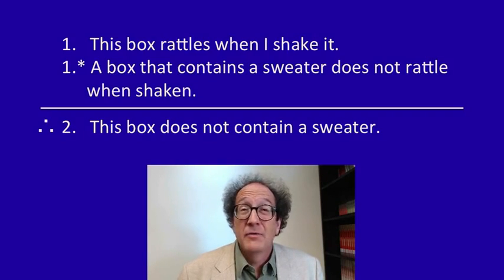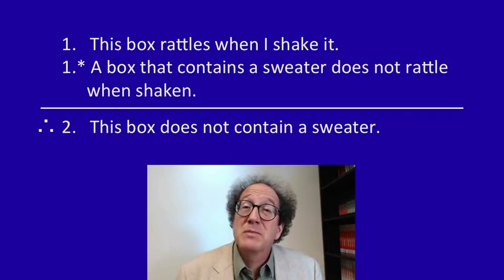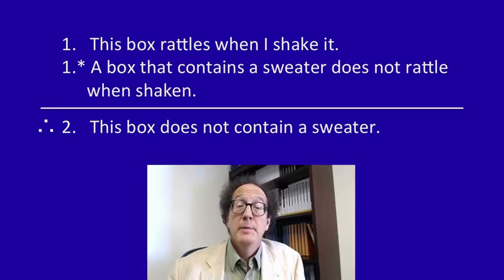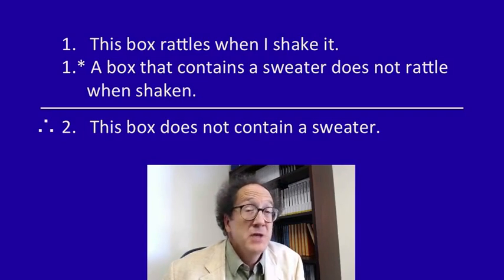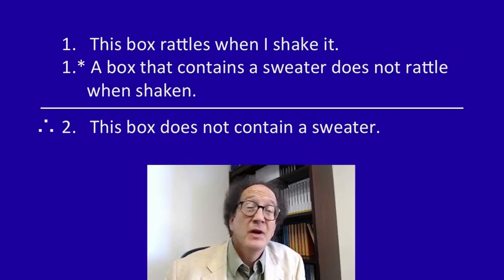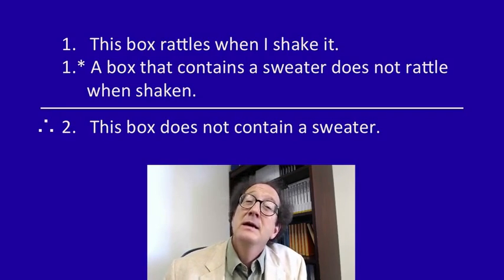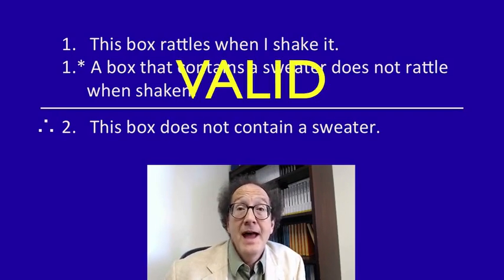Well, it's valid only if there's no possibility that the premises are true and the conclusion's false. And without the suppressed premise, we saw that was possible because my wife might be fooling me and putting rocks around the sweater. So let's see if that's going to ruin the validity of this argument. No, because if the sweater's got rocks around it so it makes noise when I shake it, then the premise that says a box that contains a sweater doesn't rattle when shaken turns out to be false. So that's not a case where the premises are true and the conclusion's false, because the premise is false in that case. So by adding this premise, we actually succeeded in making the argument valid.